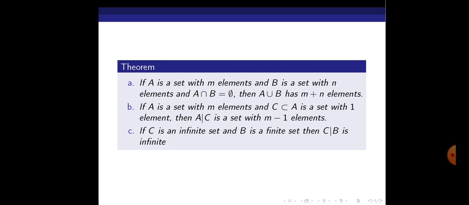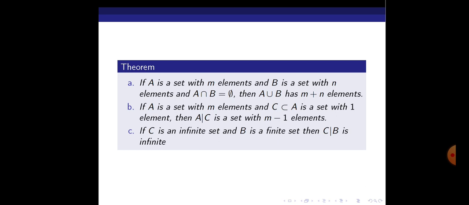I will explain once more. To prove that if A is a set with m elements and C is a subset of A with only one element, then A minus C contains m minus 1 elements, it is enough to prove that if A minus C is a set with m minus 1 elements and C is a set with only one element, then A is a set with m elements.